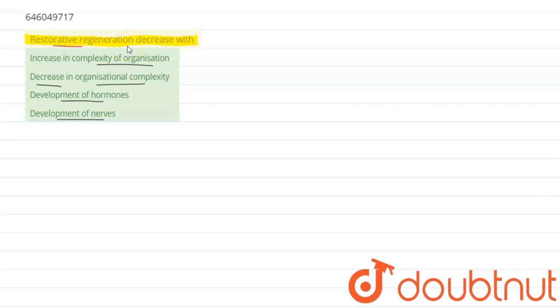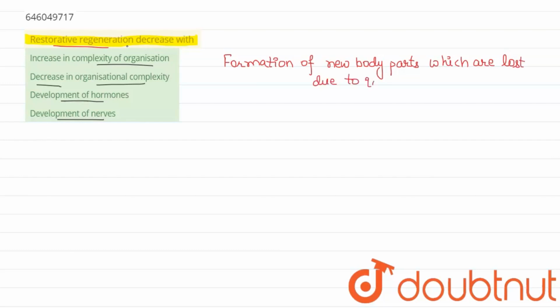First, we'll talk about what is restorative regeneration. The formation of new parts of the body which are lost due to injury or accident is known as restorative regeneration. So, restorative regeneration is the formation of new body parts which are lost due to injury or any kind of accident.